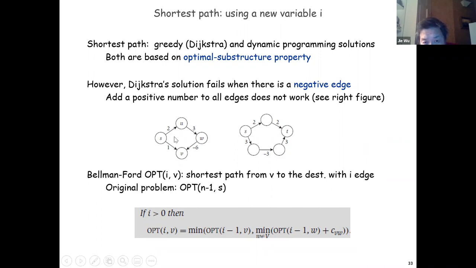Even if you don't have the final value negative, you can easily come up with some examples. For example, change this to negative four, and this one to two. So you still will get some kind of counterexample. So with negative edges, it's more involved. You cannot use the Dijkstra algorithm. Someone may propose: what happens if I add a constant positive value to all edges so that you eliminate all the negative values, then apply the Dijkstra algorithm?